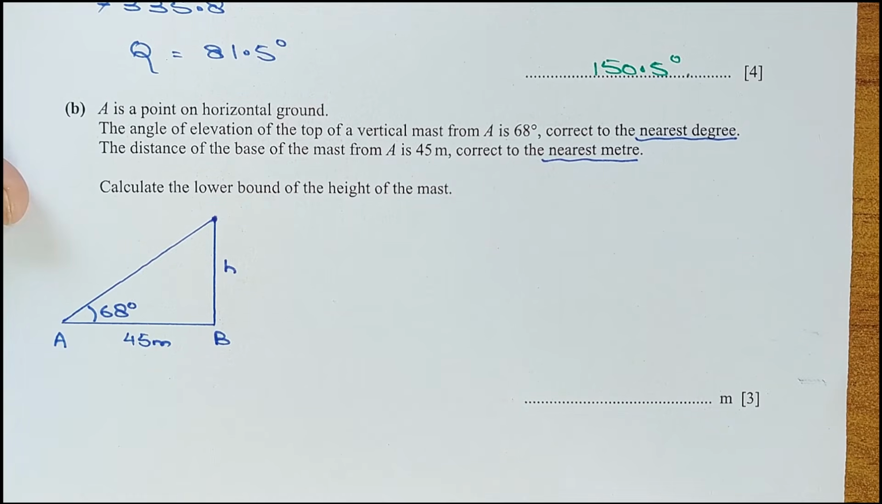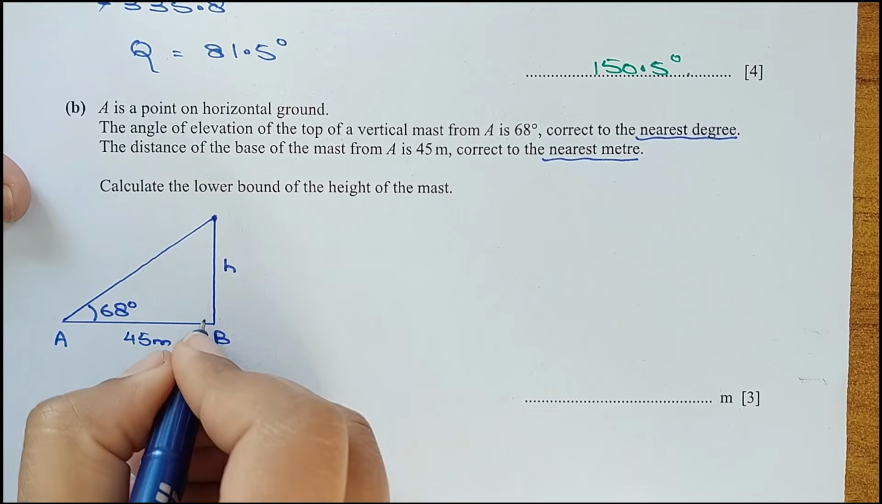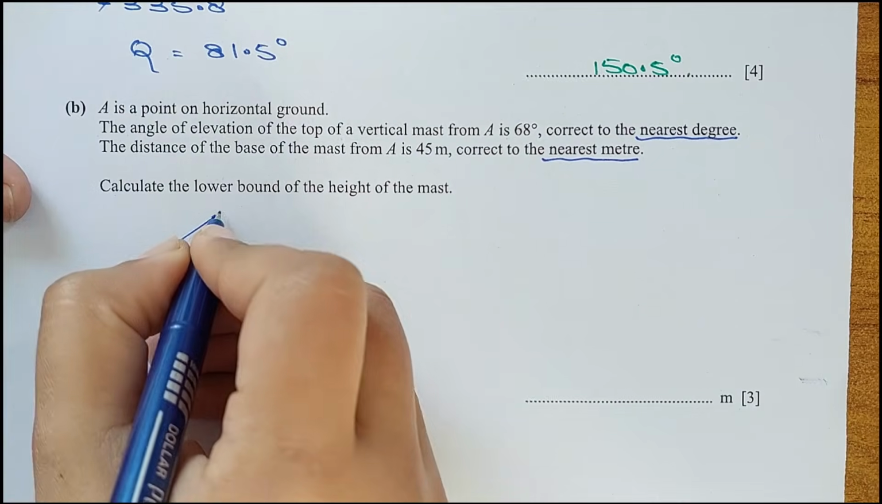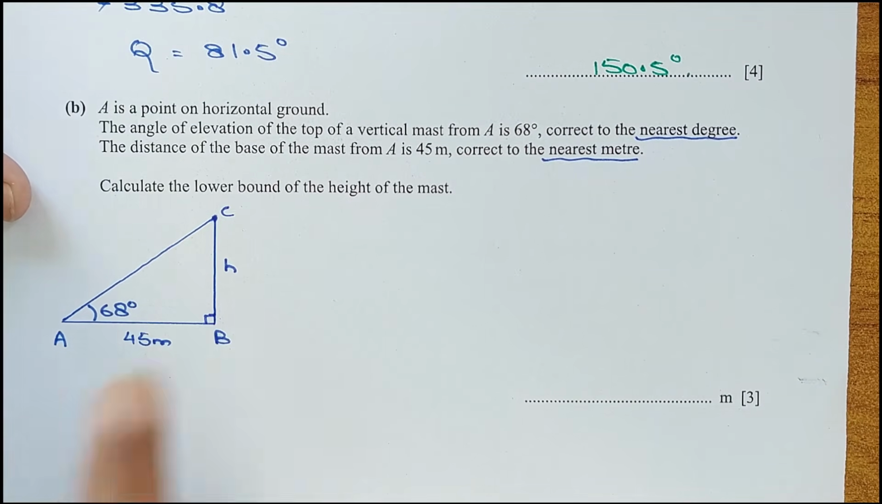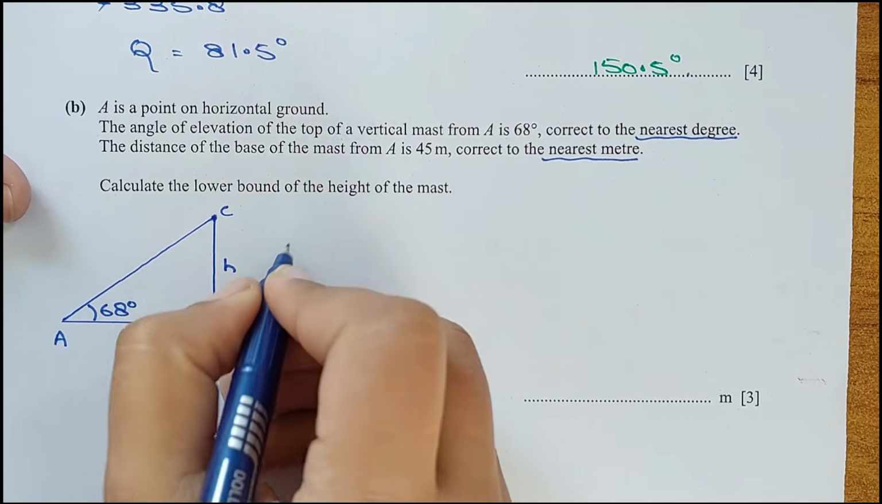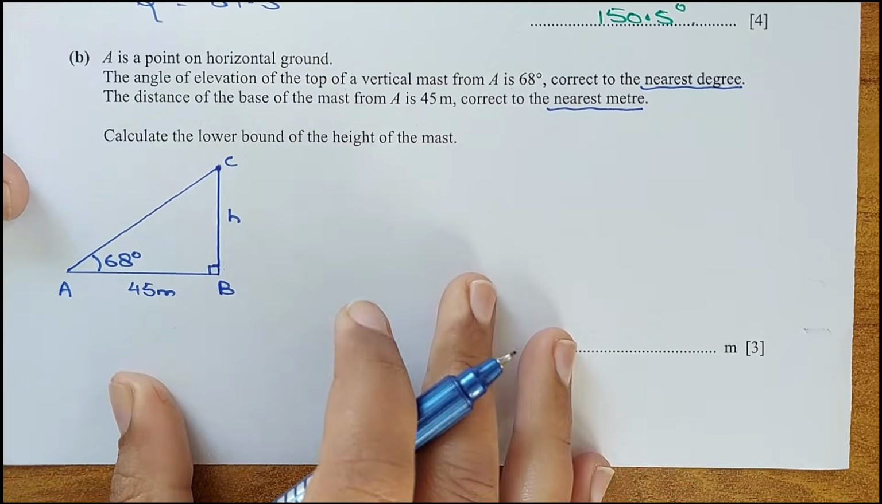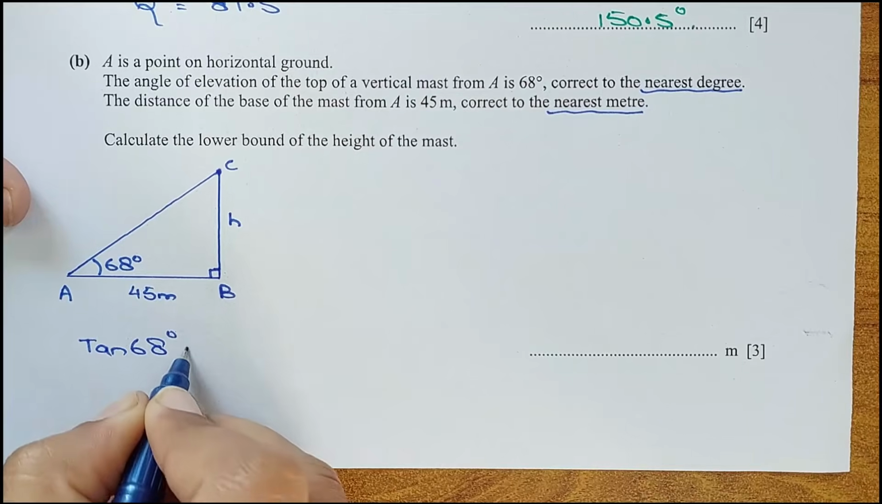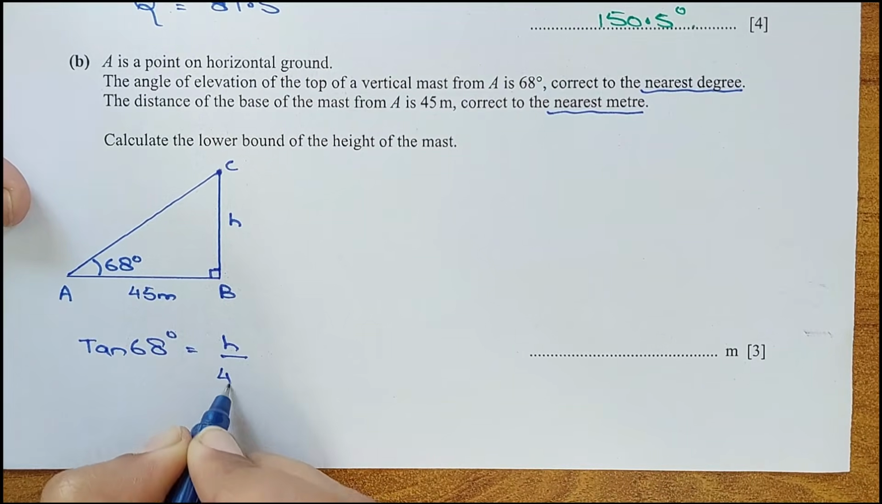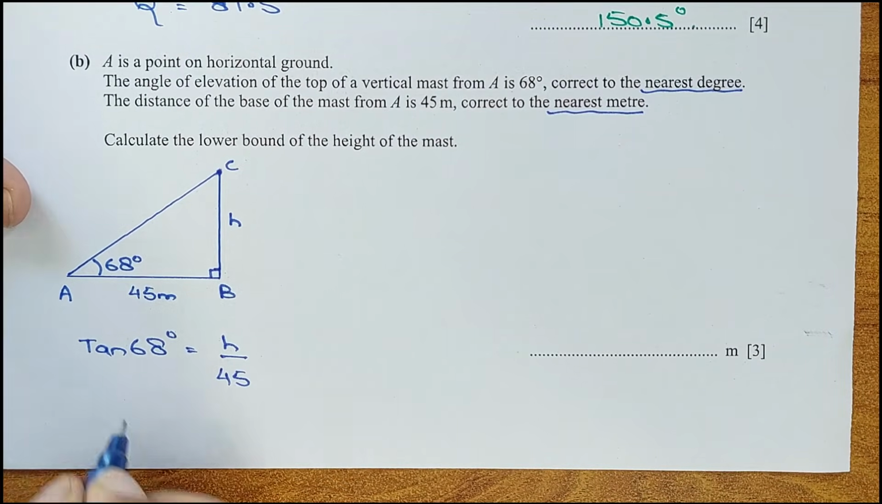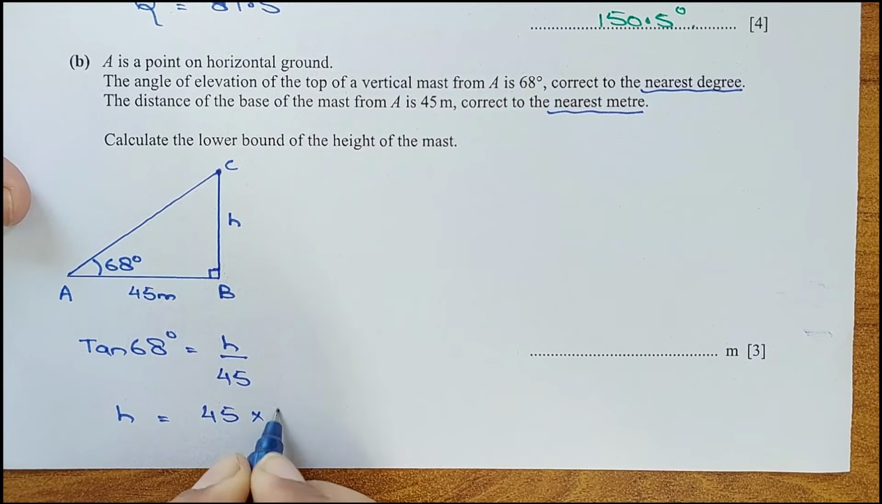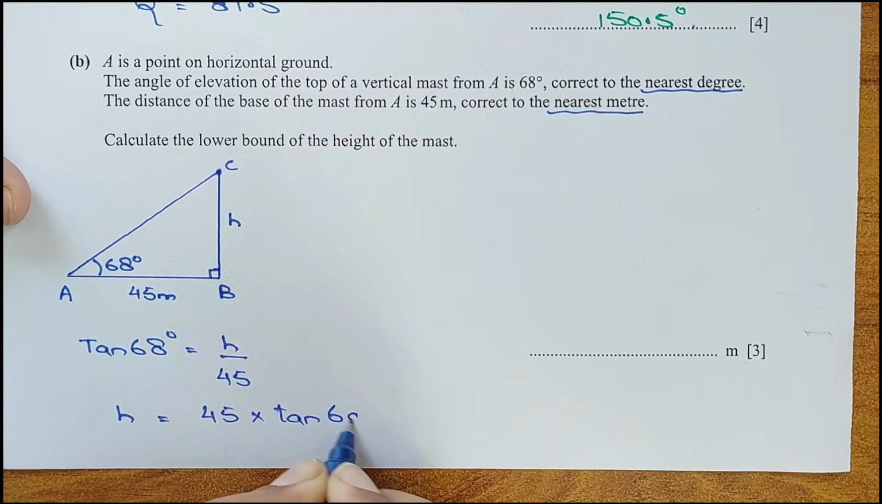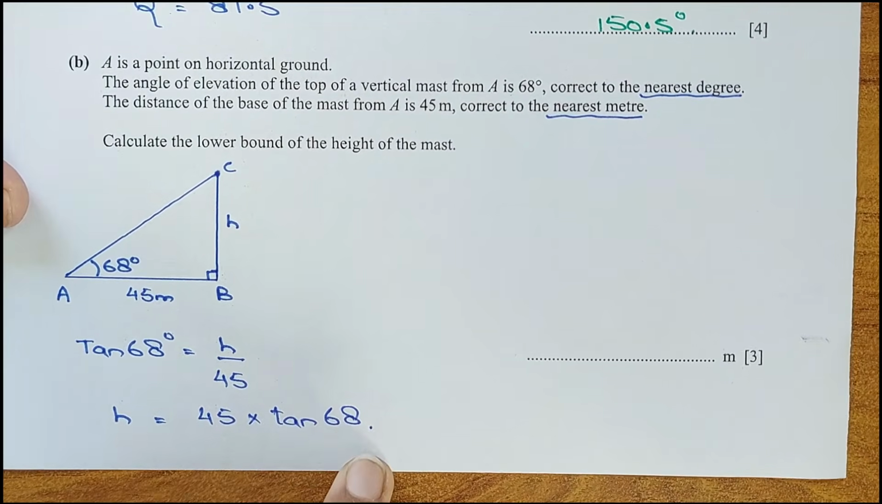Okay, so to find the height, this is a right angle triangle because the mast is vertical. Let's say this triangle is ABC. So opposite over adjacent, we use the ratio for tangent. So tan of 68 degrees is opposite, h, over 45. And to solve for h, we have to do 45 times tan 68, right? To do the product.